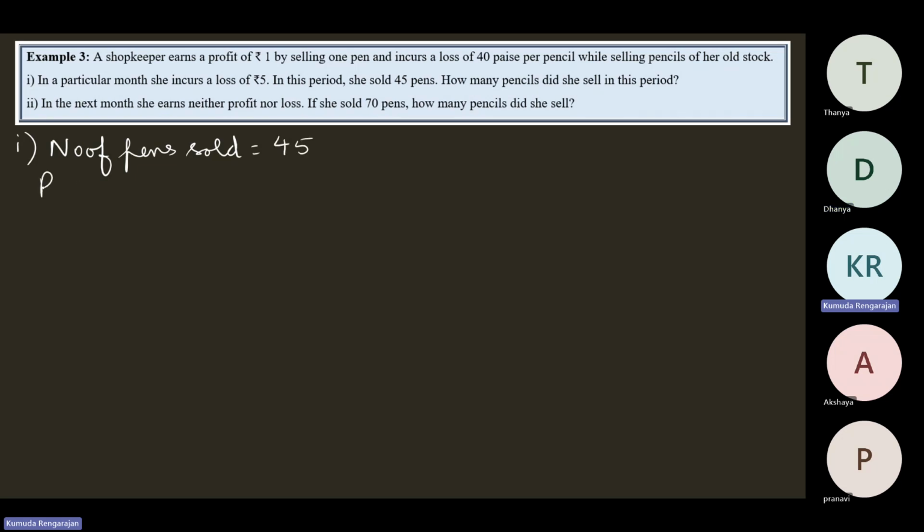What is the profit per pen? ₹1. So what is the total profit on selling pens? 45 rupees, ma'am. Total profit is equal to 45 into 1, which is ₹45.